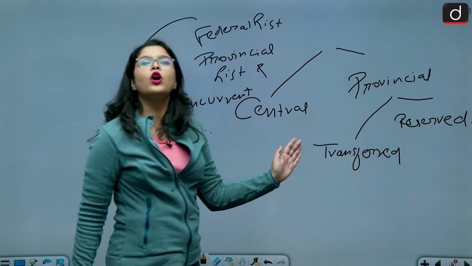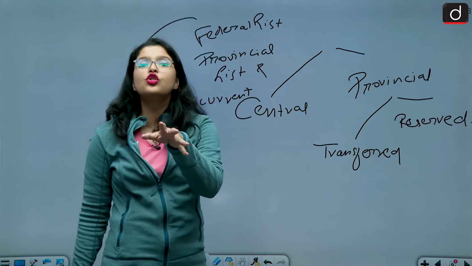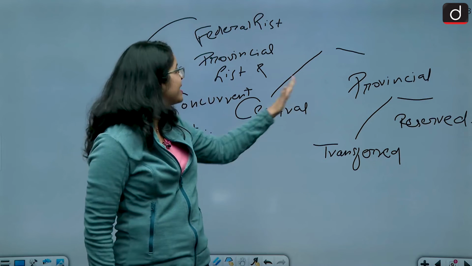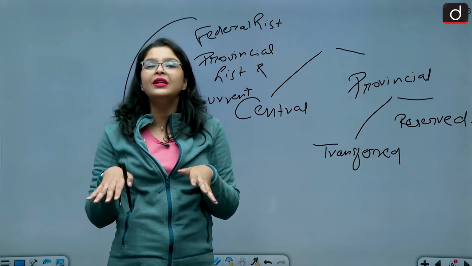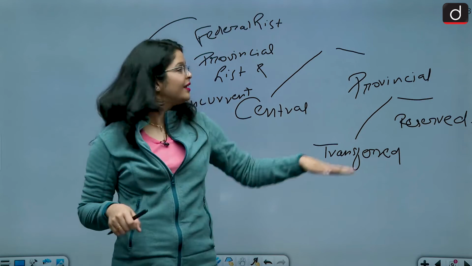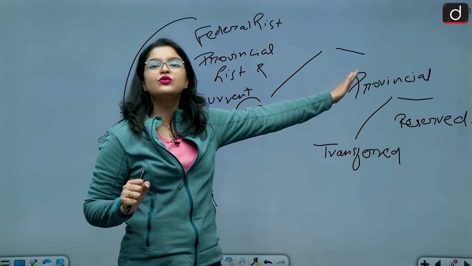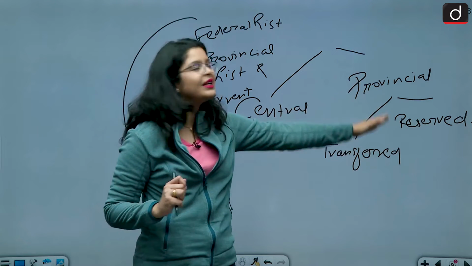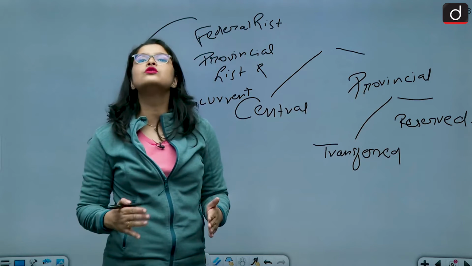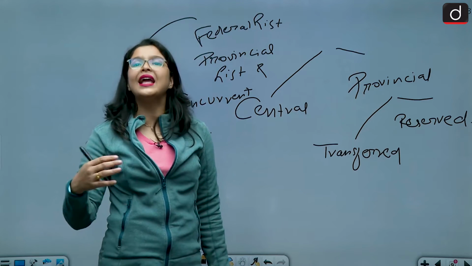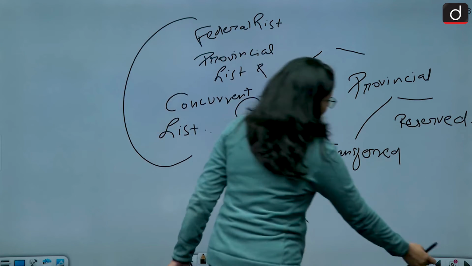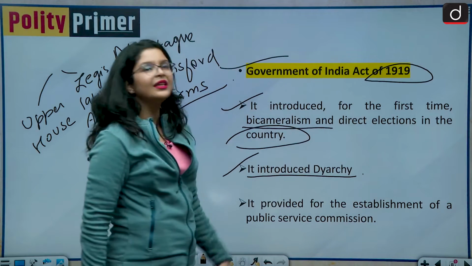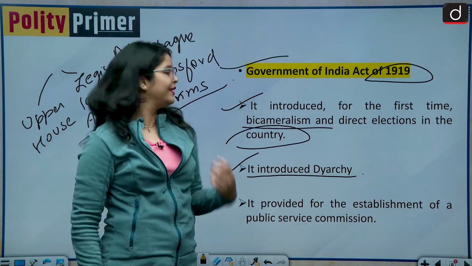So basically, what did it do? It introduced government at two levels, at the central level and the provincial level, by clearly bifurcating the subjects, and the provincial subjects were further bifurcated as transferred and reserved. So this is known as the provision of diarchy, or having governments at two different levels. And this was introduced by the Government of India Act 1919.